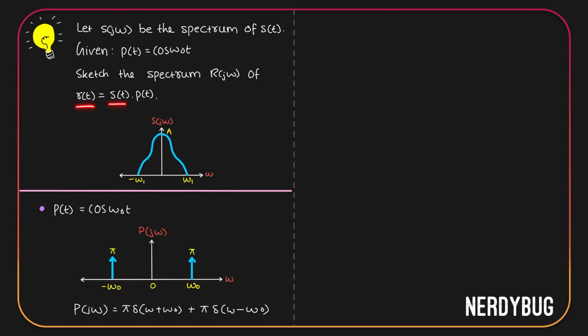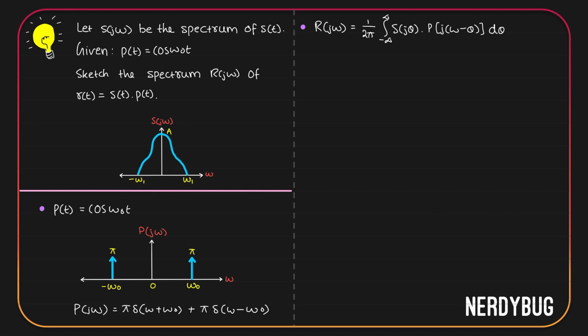R of t here is the product of S of t and P of t. We have to find out R of j omega. So according to multiplication property, R of j omega will be the convolution of P of j omega and S of j omega. So we can write R of j omega is 1 by 2 pi integral from minus infinity to infinity S of j theta P of j omega minus theta d theta.